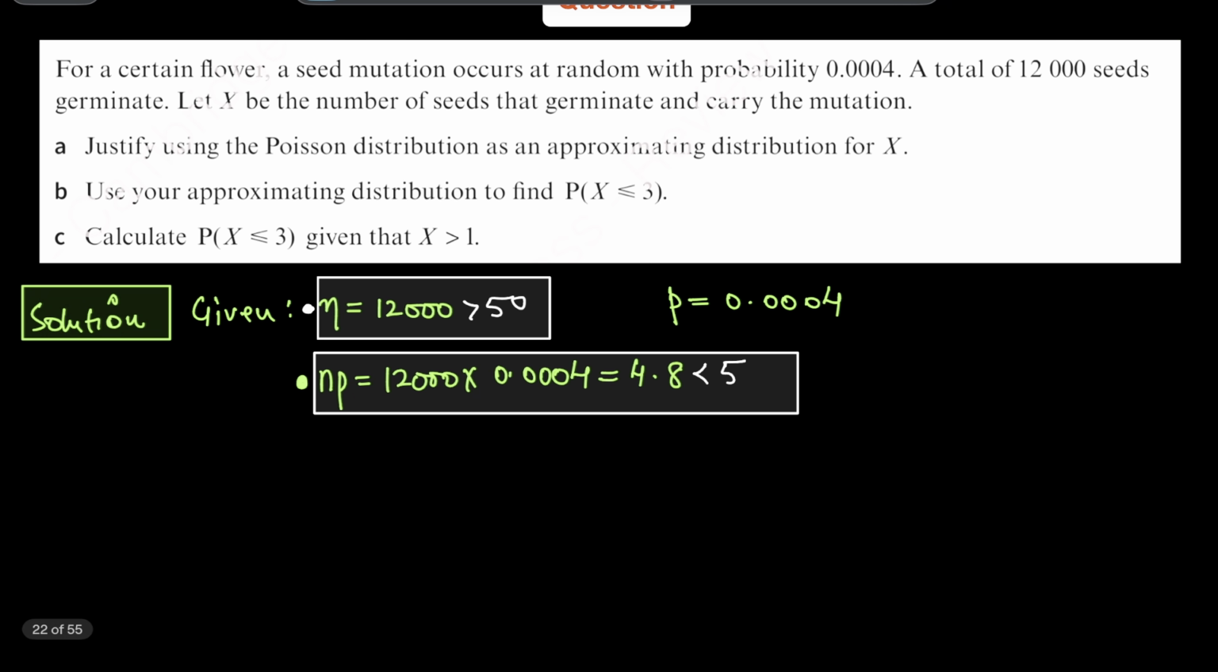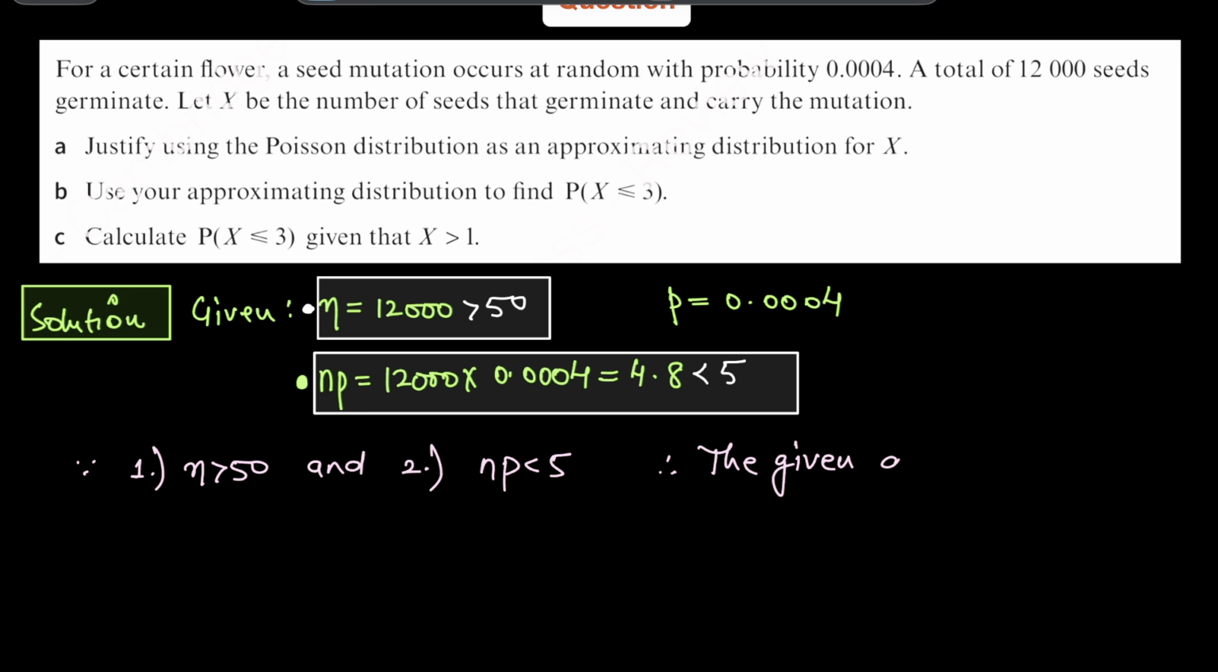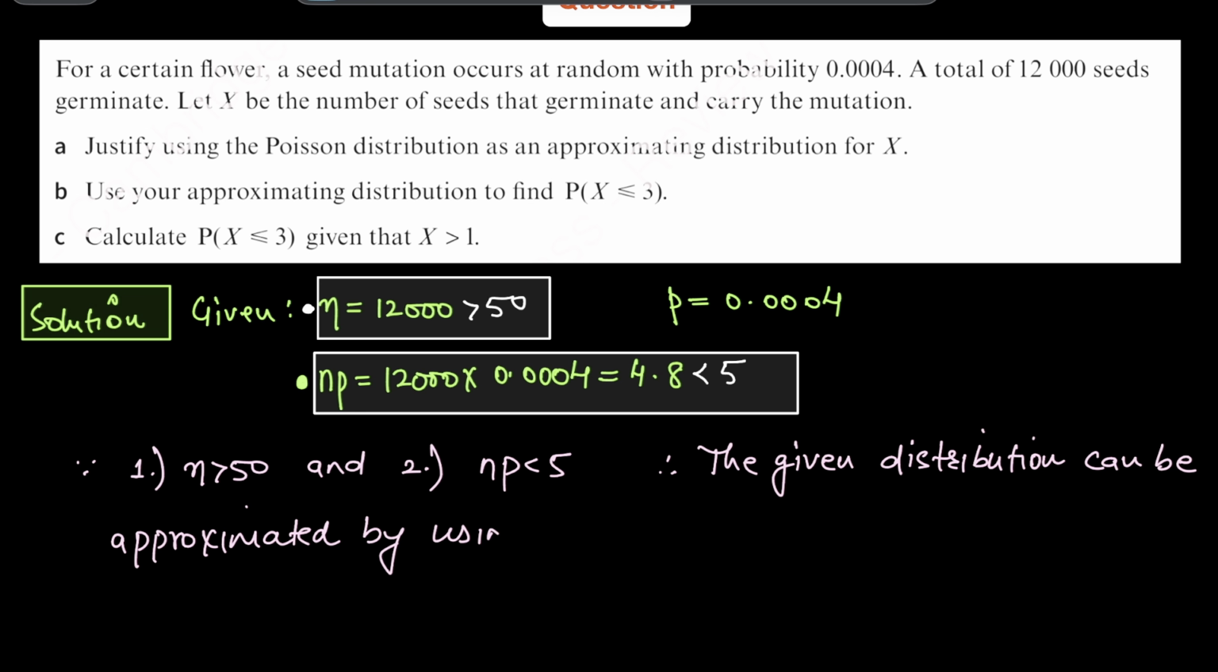So when these two conditions are met, we will write that since number 1, n is greater than 50, and number 2, np is less than 5, therefore the given distribution can be approximated by using Poisson distribution.